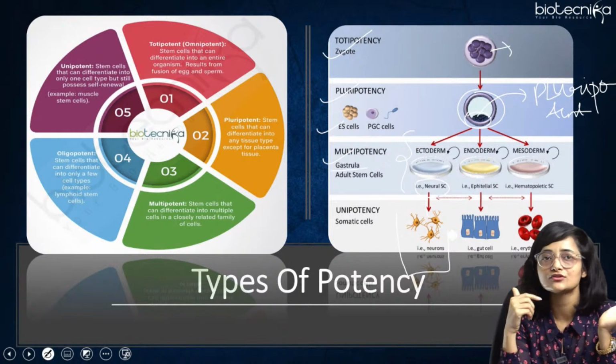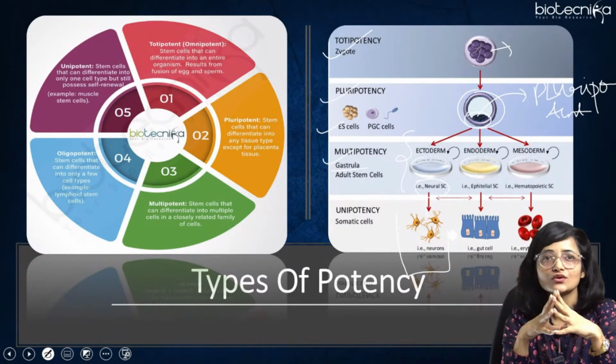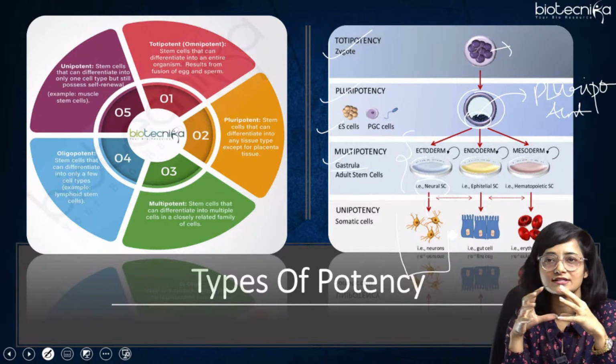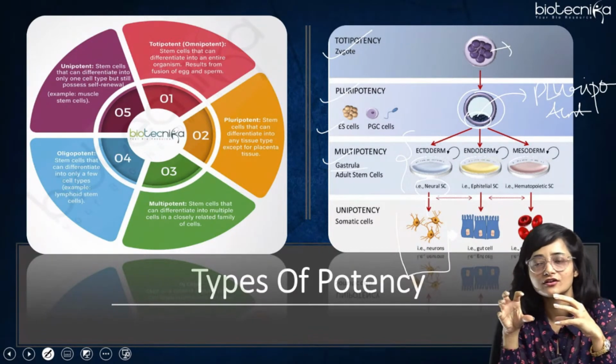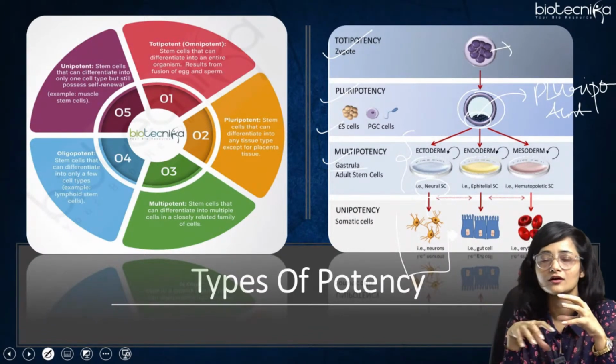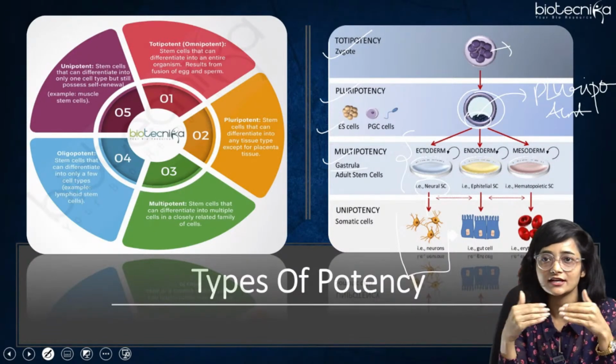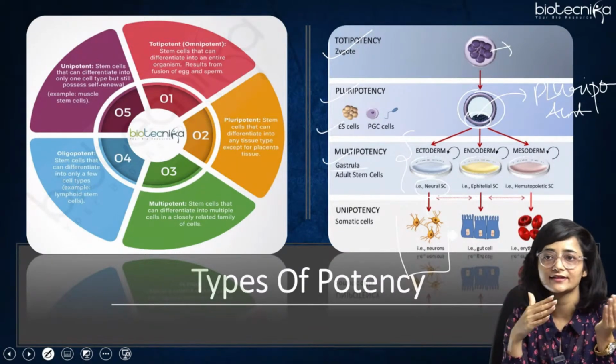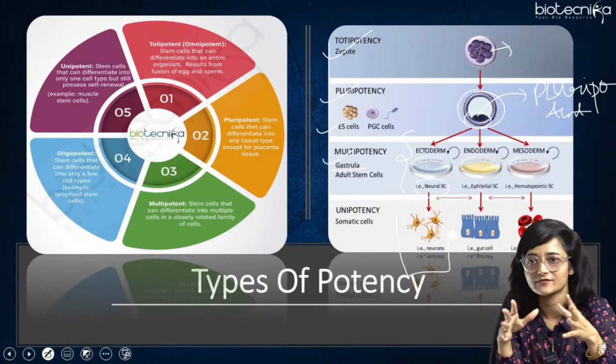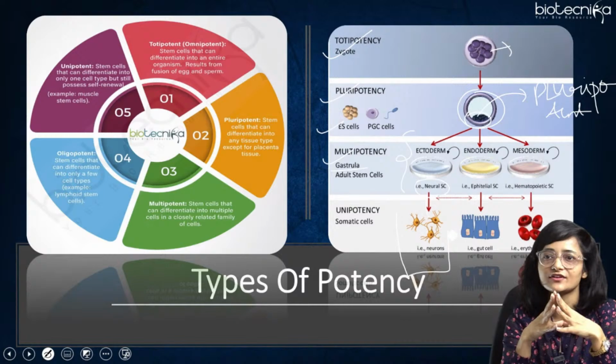So then coming to unipotent. What happens? These are stem cells that can differentiate into only one cell type, but still possess self-renewal, right? So in unipotency, they form a particular type of cell only. They cannot produce some other type of cell, but they have the self-renewal property. They can produce their own types, but they cannot produce other types of cells, right? This is the basic definition of unipotency.